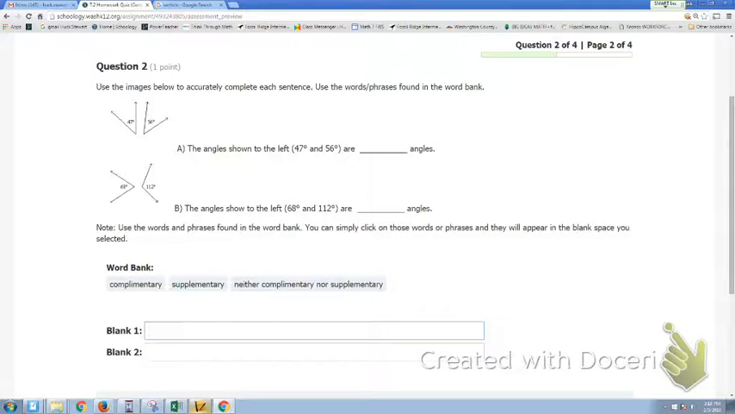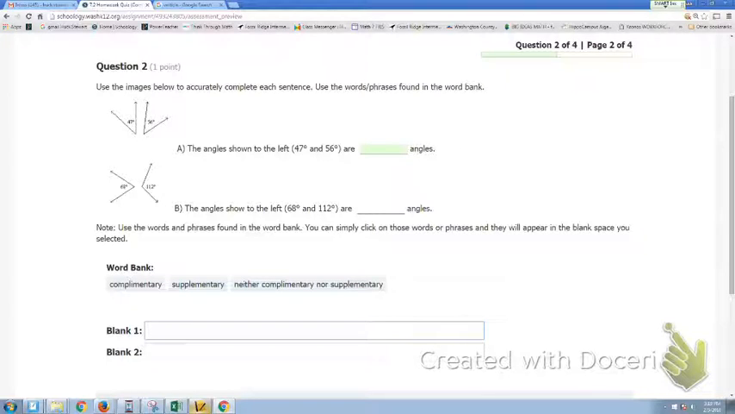Okay, the next question reads, use the images below to accurately complete each sentence. Use the words or phrases found in the word bank. You'll have to use the words or phrases in the word bank because this question will grade you based on spelling. So if you don't spell neither complementary nor supplementary, or supplementary, whatever, if you don't spell these accurately, then it'll count you wrong. So just use the word bank. Click on the actual words once you're in there, and that should be just fine.